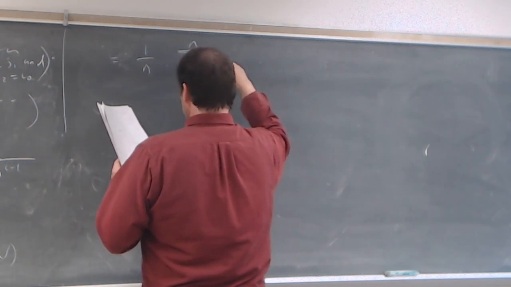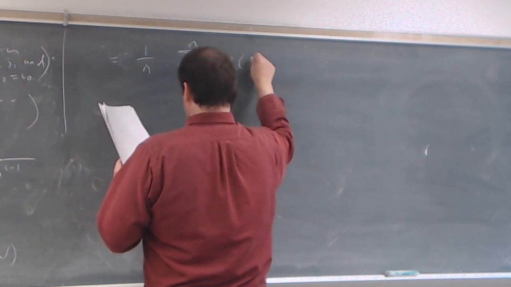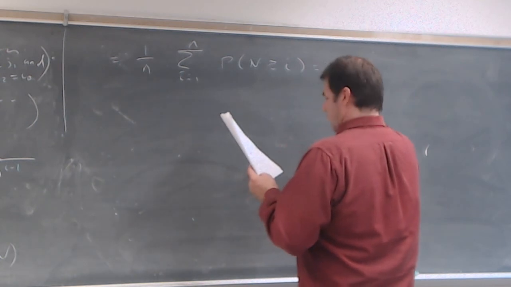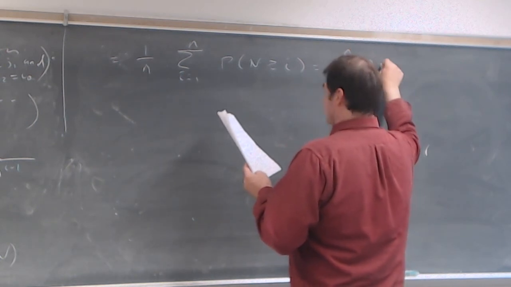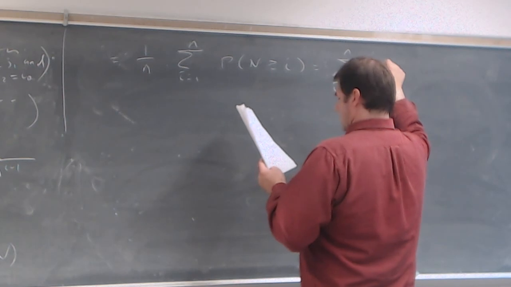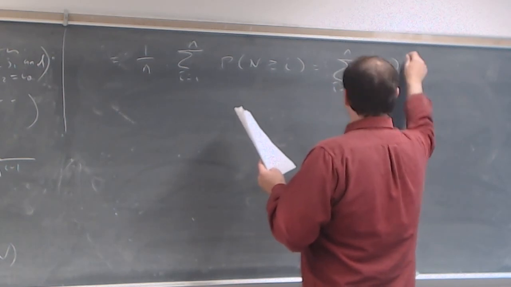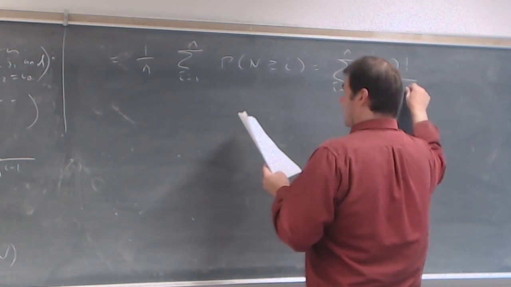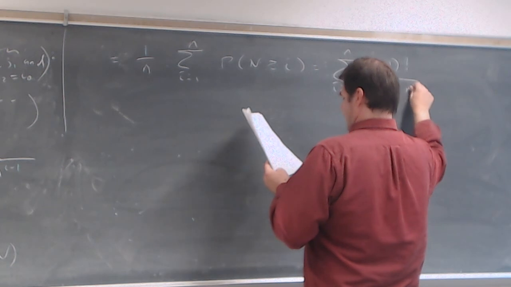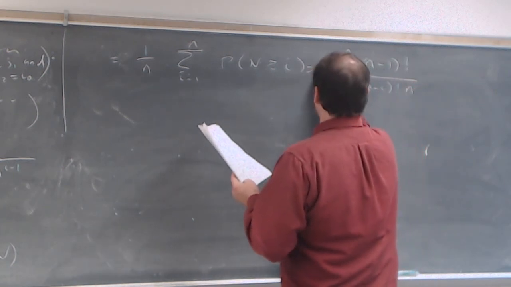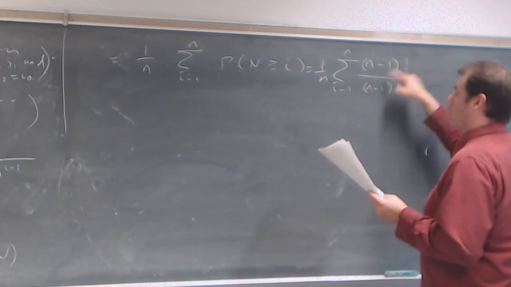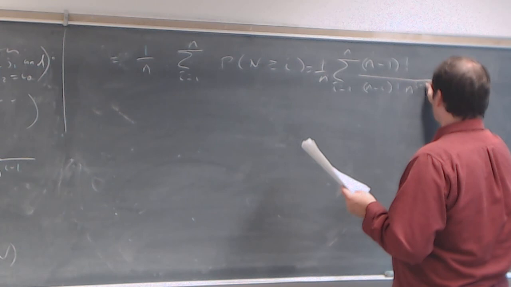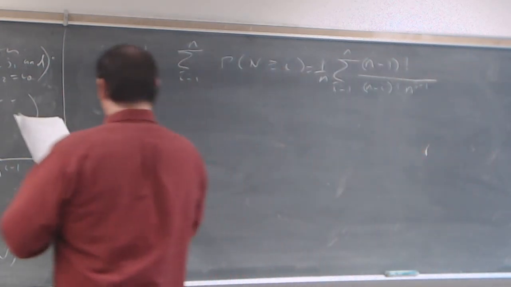So here, the probability that n is greater than or equal to i is, with i running from 1 to n, of (n minus 1) factorial over (n minus i) factorial times n to the i minus 1, and I need a 1 over n out front. Okay, got that? This is the work that we produced just a few seconds ago.